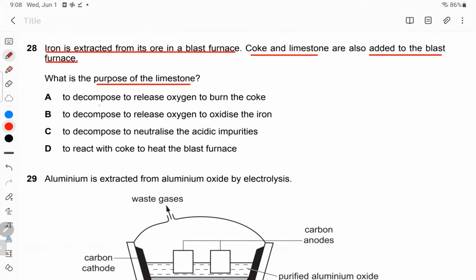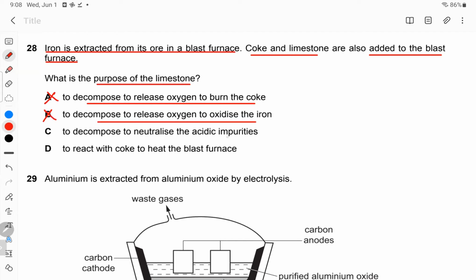So to C, decompose. Okay, yes, we can say that. Yes, it's correct: to decompose to release oxygen to burn coke. No, it's wrong. For that we have air. To decompose to release oxygen to oxidize iron. No, because iron is reduced in this reaction.